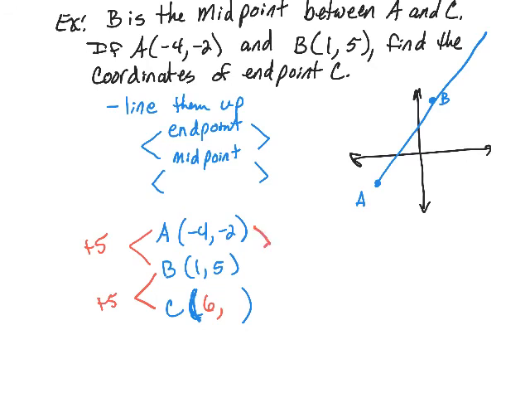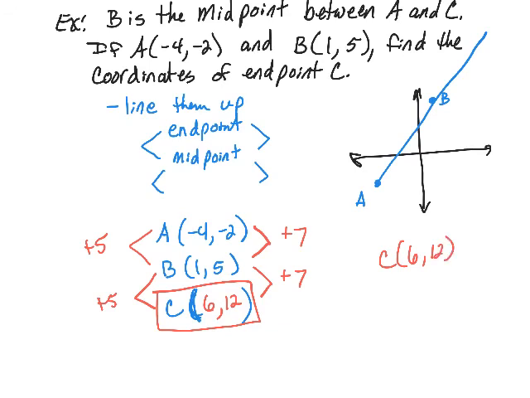We do the same thing on the other side. From -2 to 5, I'm going +7. So you go another +7. 5 plus 7 is 12. Okay, so C is at (6, 12). And if you look at the picture, it kind of makes sense that C would be up there somewhere. Okay, so we will talk in more detail in class, but that's a basic introduction of the distance and midpoint formulas.